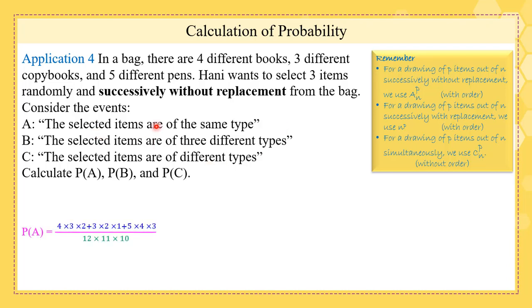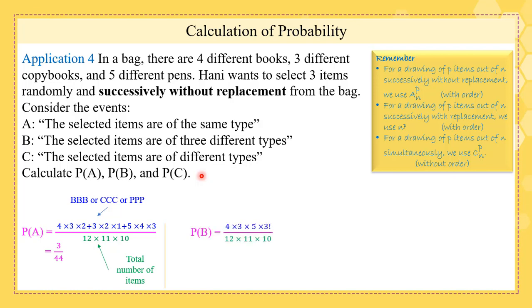Well, for A, the selected items are of the same type, so we have to choose 3 books or 3 copybooks or 3 pens. 3 books, 3 copybooks, 3 pens without any order, and this would be the answer. Try to do P of B alone.